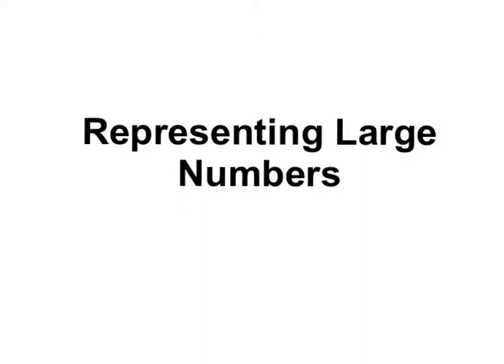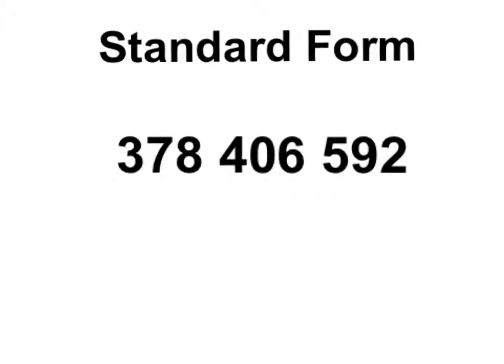In this lesson, we're going to look at representing large numbers greater than 1 million. The first way we can represent a number is in standard form. So that is just when you write the number as you would see it the most often. This number is read as 378,406,592.